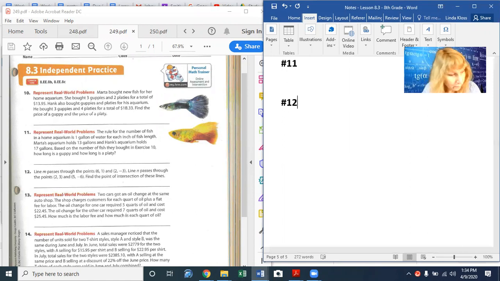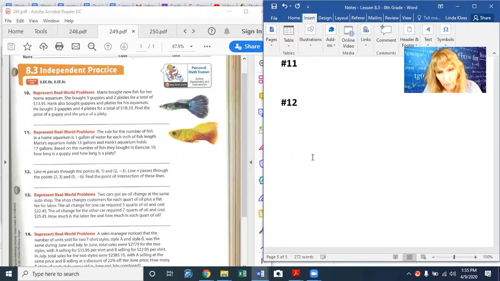Number 12, let's read it. This one's a toughie, I'll tell you. It says line M passes through the points (6, 1) and (2, -3). Line N passes through the points (2, 3) and (5, -6). Find the point of intersection of these lines.